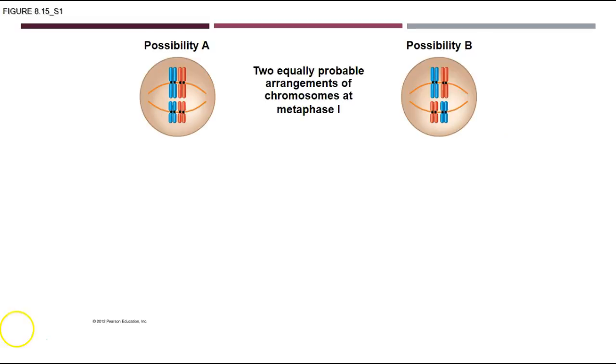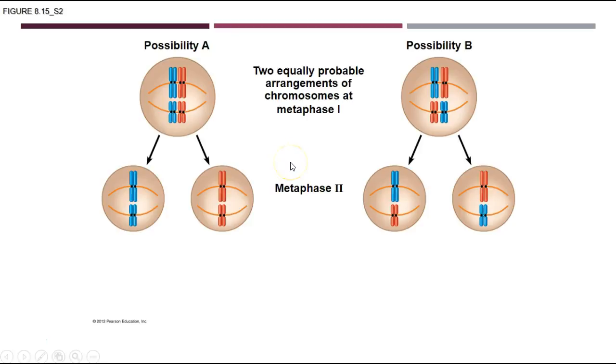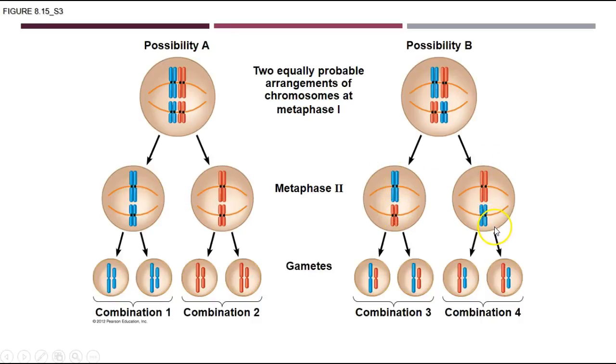So here are some probable arrangements in metaphase 1. Here's possibility A and B. You see they're lined up kind of the same way, but in metaphase you might get 2 blue ones and 2 pink ones here, and you might get a blue and a pink there and a pink and a blue in this one. And then our combinations would be very different, and so you don't really know which combination is going to be which.